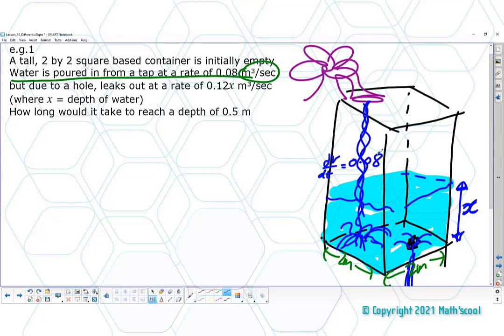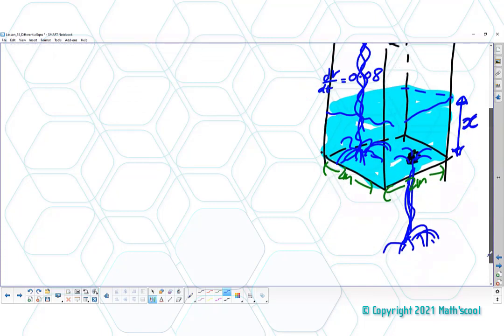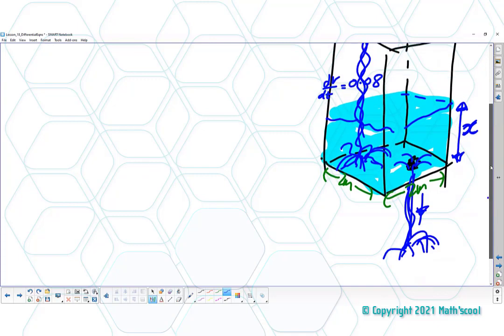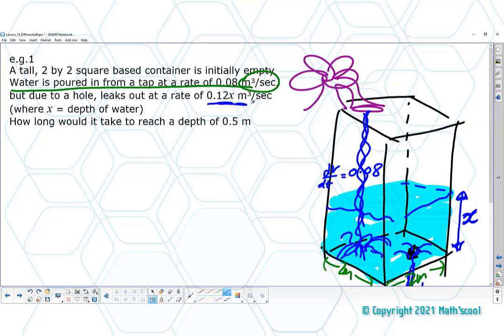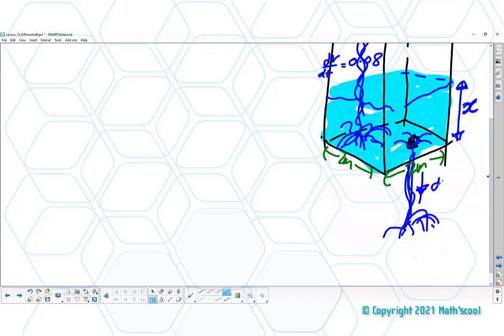But due to a hole, water leaks out at a rate of 0.12x. So because we've got a hole here, there's water leaking out at a rate of 0.12x meters cubed per second. Meters cubed is volume, seconds is time. That's also dV by dt. dV by dt equals 0.12x. They can't both be dV by dt.